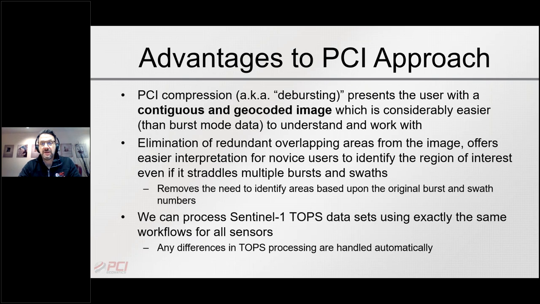So the debursting is obviously something that we spent quite a bit of time on to allow you, the user, to have a contiguous geocoded image, which is a lot easier, we think, to work with than the burst mode data. We've also eliminated a lot of the redundant overlapping area of the images. All of those bursts overlap, so we basically give you an image that doesn't have the redundant pixels.